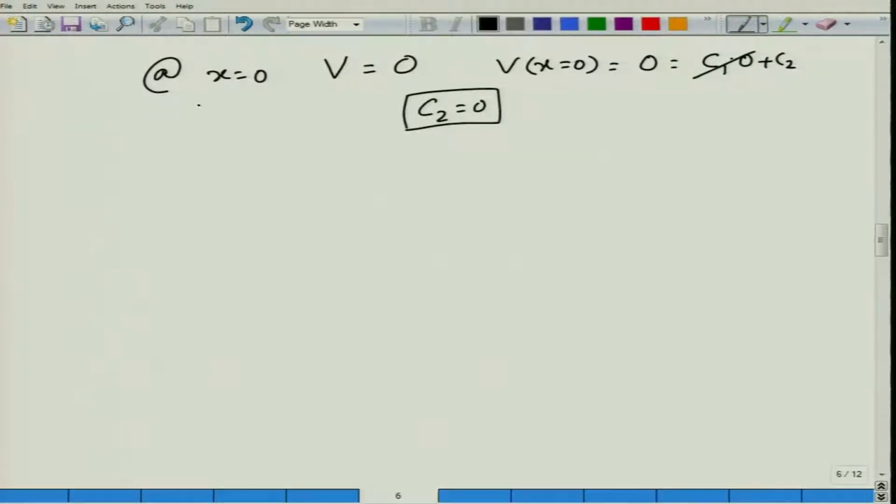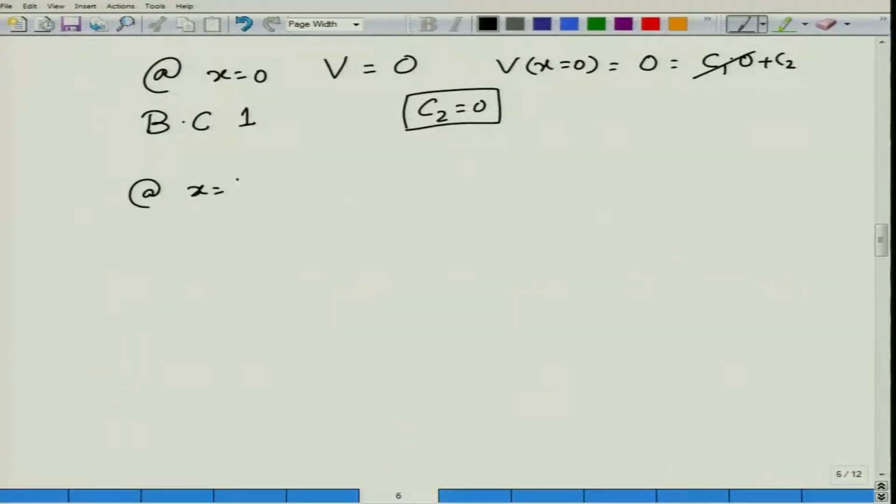And the condition that I have applied is actually the boundary of the problem. So the bottom plate defines the boundary, and therefore this is called a boundary condition. So I applied boundary condition 1, saying that at x equal to 0, potential V equal to 0, and substituting into the expression that we have obtained allows me to find C2 equal to 0.